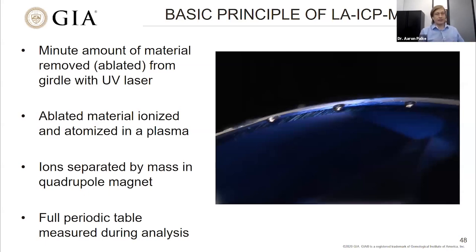We send them through a magnet, a quadrupole magnet, and we can separate the ions based on their mass, or how much they weigh. And so we can selectively filter out different elements based on their masses. And we can really get this full periodic table analysis. We can measure the entire periodic table from beryllium up to uranium and beyond in this one single analysis by tuning this magnet to separate these ions in the material based on their masses.